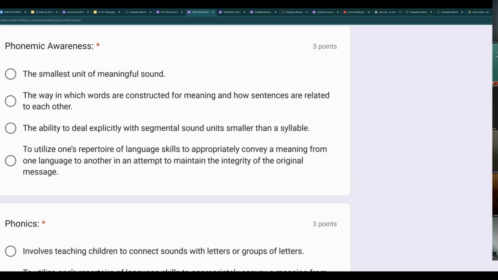Help me, who was it last time? Was it you, Tonga? The awareness. It's not phoneme because that would be the first one. So I guess it would be the bottom one. Phonemic awareness. I don't like these. These are like outdated definitions, but these are the definitions provided by the state, you guys. The ability to deal explicitly with segmental sounds. Yes, that's probably it. C, the third one. Dealing with segmented sounds.